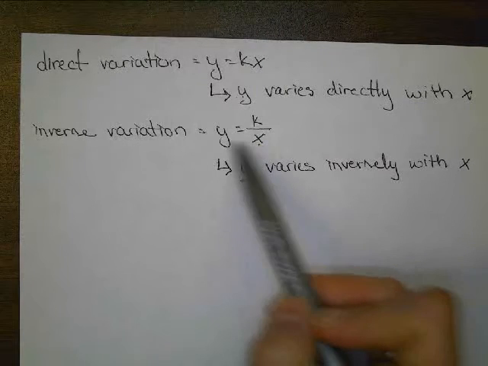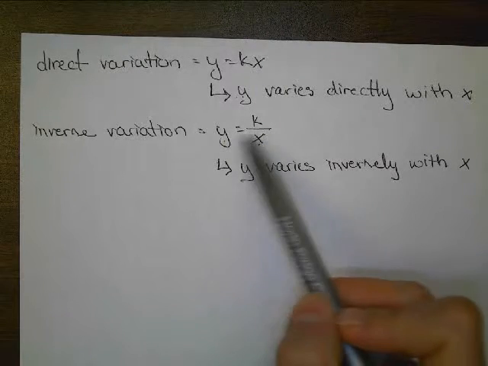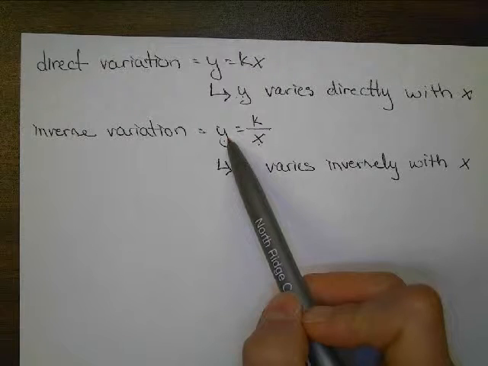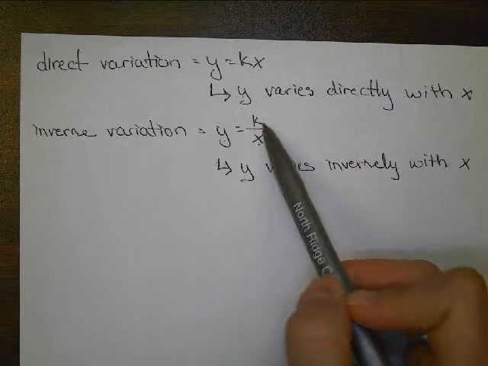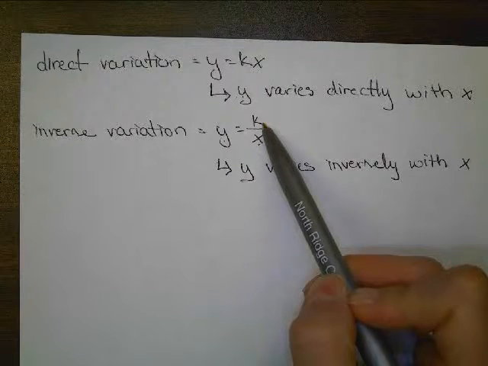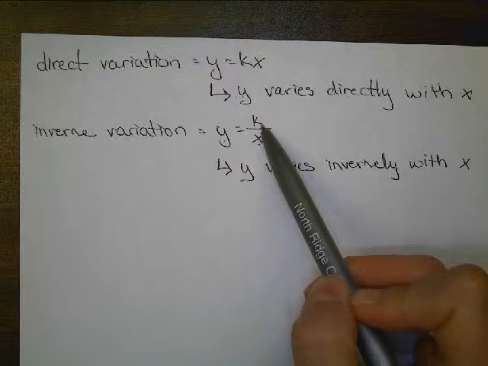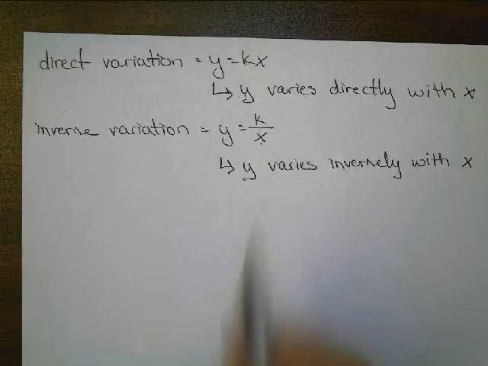So if x goes down, y is going to go up. And if x goes up, then y is going to go down. And again, we're depending on the constant of proportionality k here to determine that.